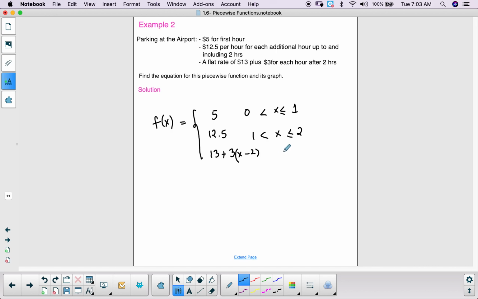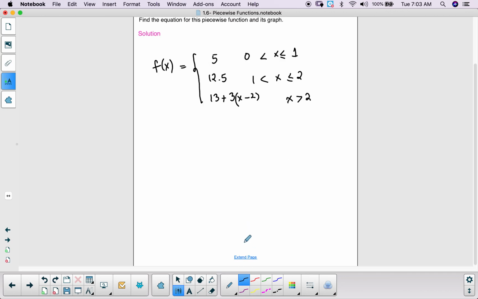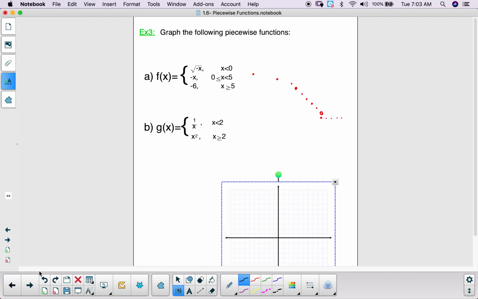For between 2 and, it actually doesn't say it for the daily maximums. That means that any hour after the 2 hours is going to go with this. So there's no upper bound on this. So for any x value that's greater than 2, it's going to go with this rate. Okay, and you're going to have to draw the graph so that you have 3 parts to it.